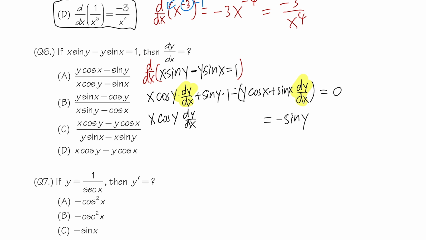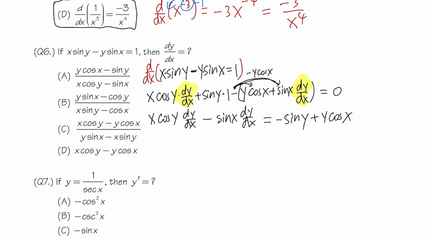Then, if we distribute this negative, you see that this right here is negative y cosine x. That does not have the dy dx, so I'll also put this term to the right hand side. So that will be plus y cosine x. And then when we distribute this to that, we will get a negative sine x dy dx.